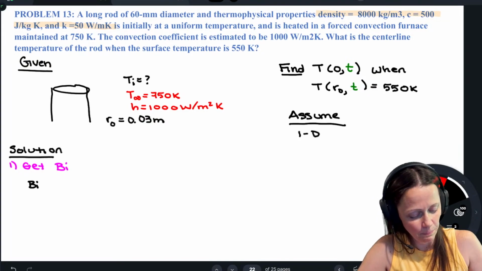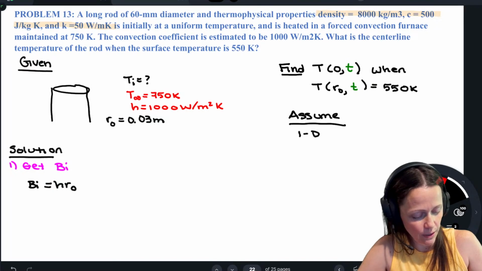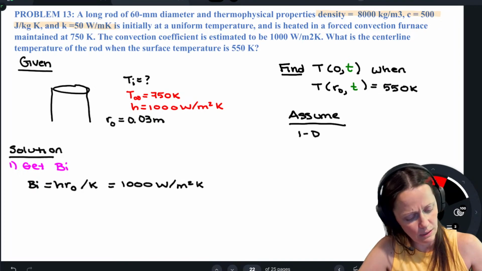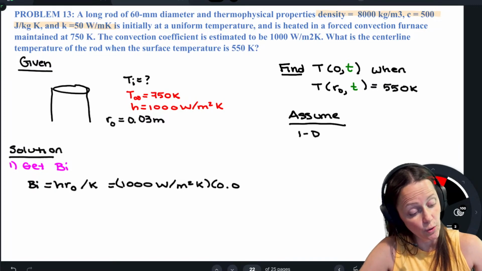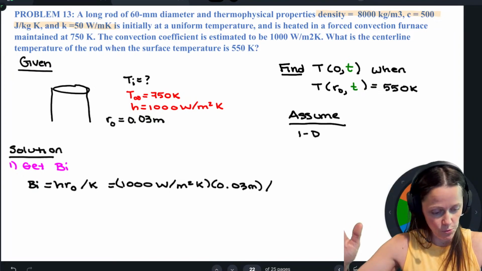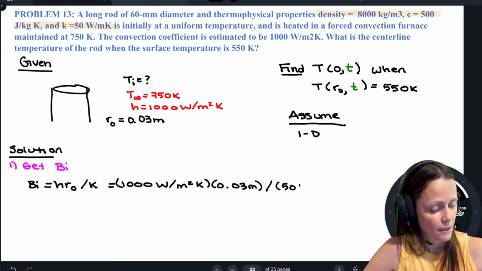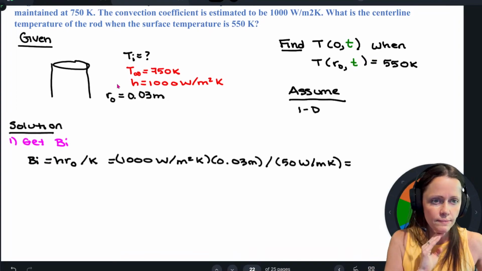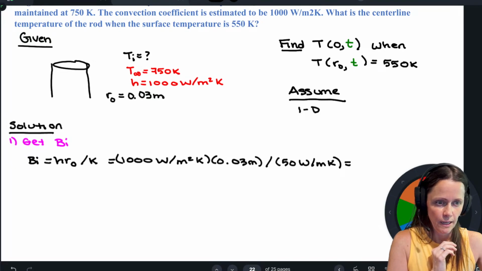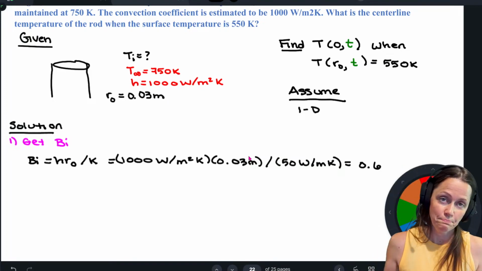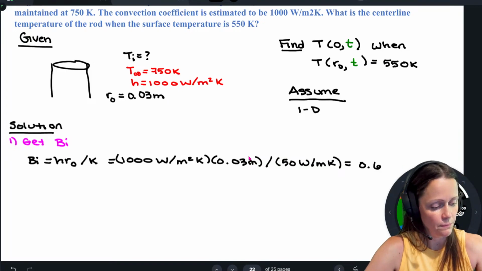So our Biot number is equal to h r naught over k. So this is 1,000 watts per meter squared Kelvin. Our r naught is 0.03 meters. And then our k value, oh, it's written up there, 50 watts per meter Kelvin. It's in the problem statement. All right, see what I've got. I end up getting 0.6. Perfect. So yeah, we have to consider spatial effects, no problem.